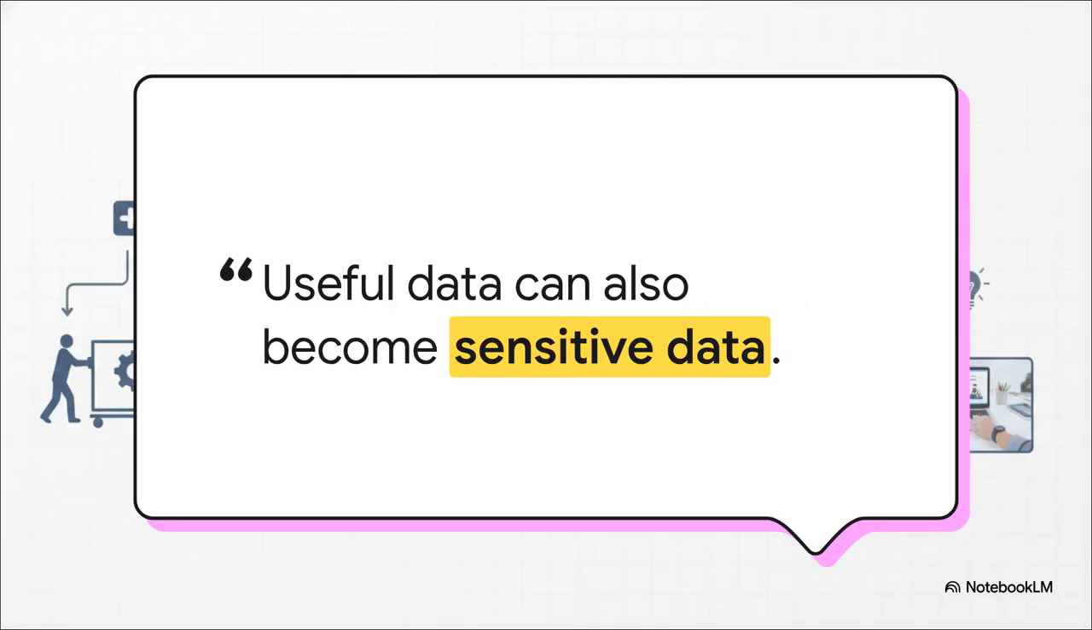Your text brings up a really crucial point here. It notes that useful data can easily become sensitive data. Responsible digital systems should limit unnecessary data collection, protect sensitive information, and give access only to the people who truly need it. Think about it. A student record or a customer order is totally necessary for a service to run. But if that info is exposed to the wrong people, that causes real, tangible harm.